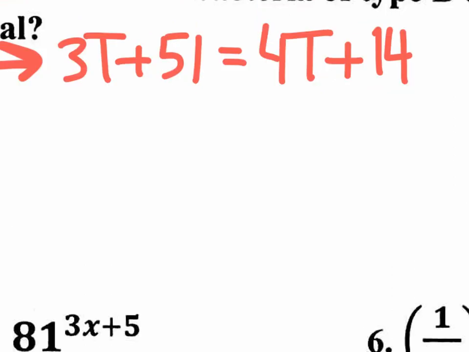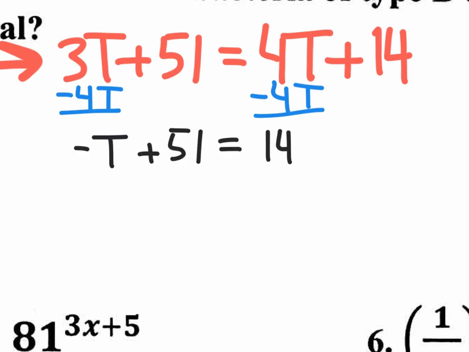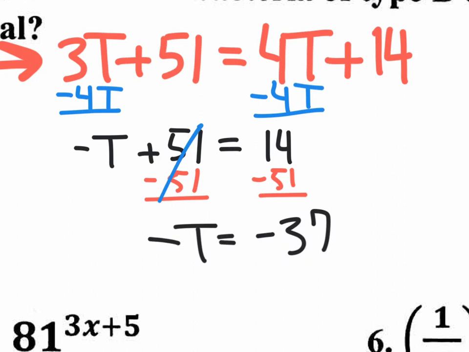I'm going to subtract 4t on both sides to move it to the left. And that will give me the new equation, negative t plus 51 equals 14. After that, I'm simply going to subtract 51 on both sides. And of course, this cancels. I'll get the new equation, negative t equals negative 37. So my final answer is going to be t equals 37.